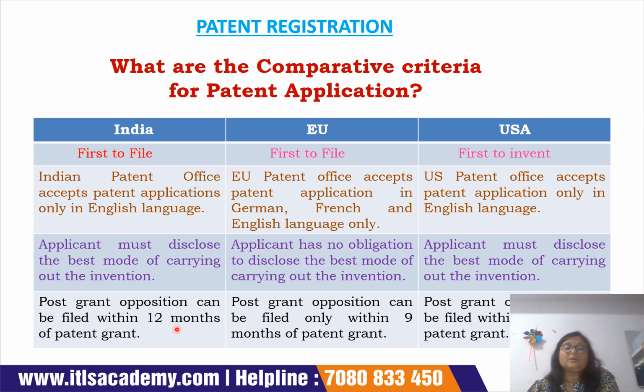Now, if we talk about the post-grant opposition, post-grant opposition in India can be filed only within 12 months of patent grant. Like today, any patent is granted, and anyone wants to file some post-grant opposition on some basis, then he can file only within 12 months from today's date. If after 12 months he wishes to file, it will not be accepted. In the EU, this time period is 9 months, and in the USA, it's also 12 months.